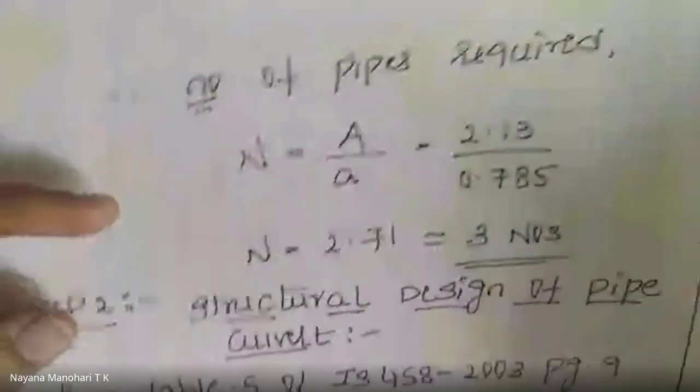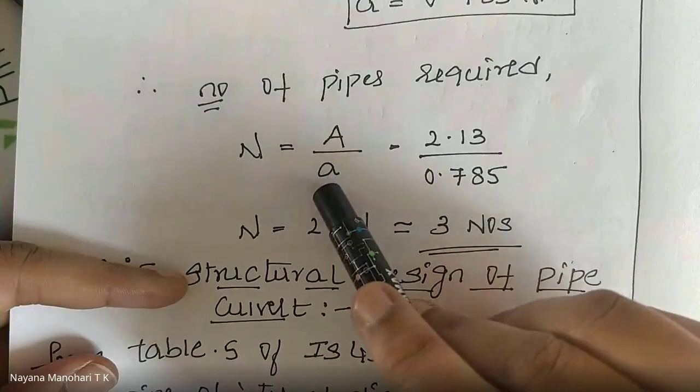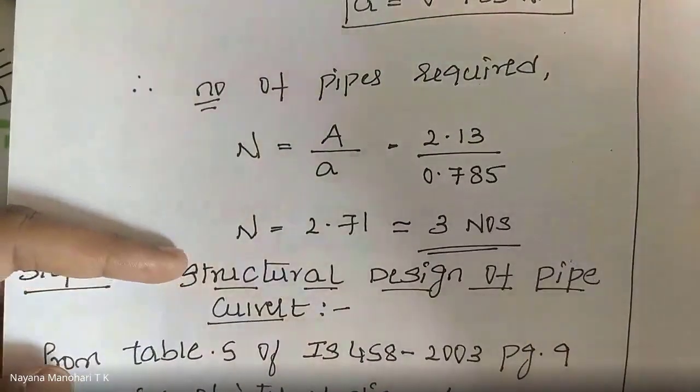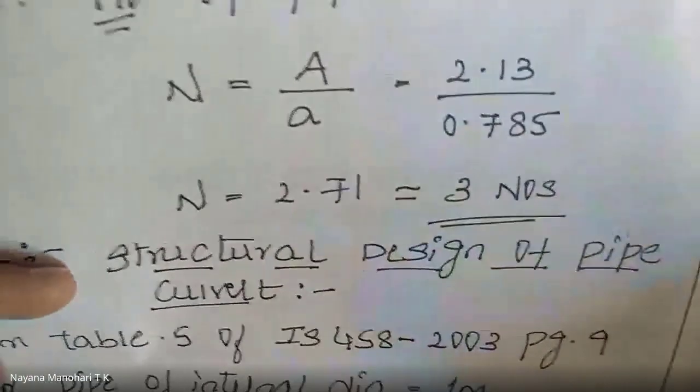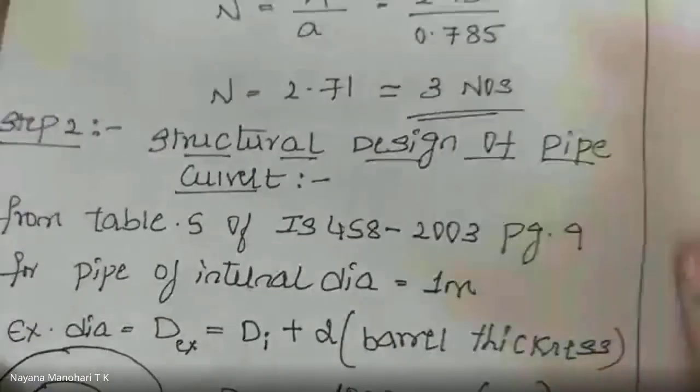The number of pipes required, you need to calculate it. Number of pipes equals total area divided by individual area. You will get 2.71, round it off to 3 numbers. This is the first step. Next step is the structural design of pipe culvert.